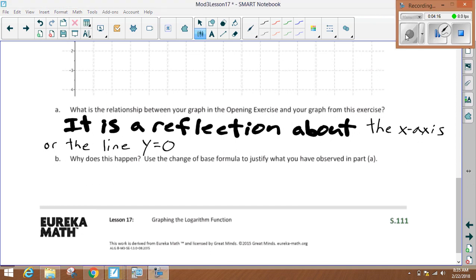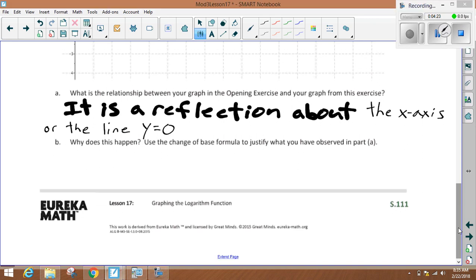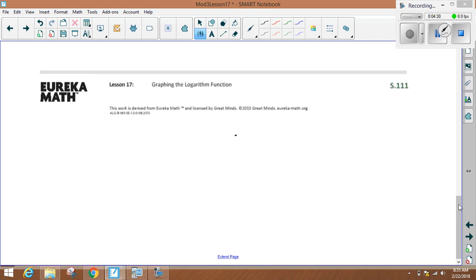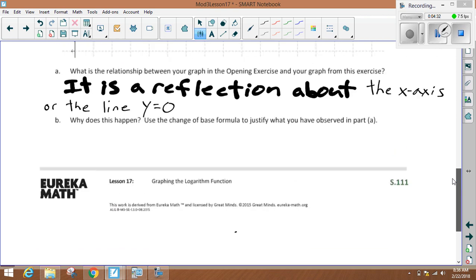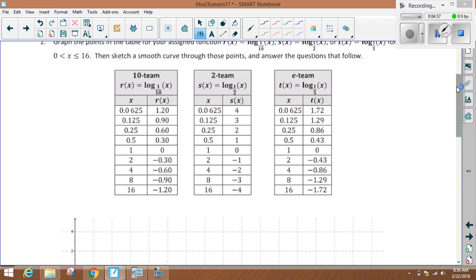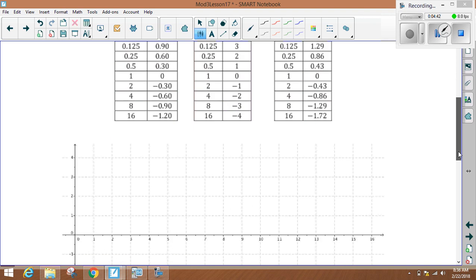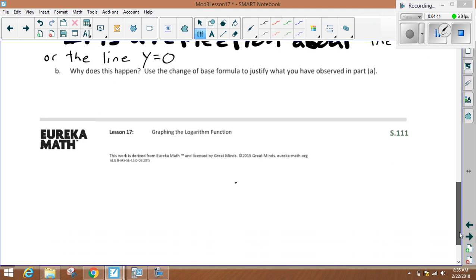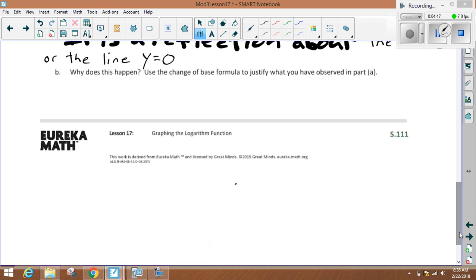Why does this happen? Here we go. I'm gonna do a little weird thing here. So let's talk about it. Let's look at this function here. Log base 1/10 of x. What in the world is going on with that? They don't give us a lot of room to do the math required for this, but it's okay.